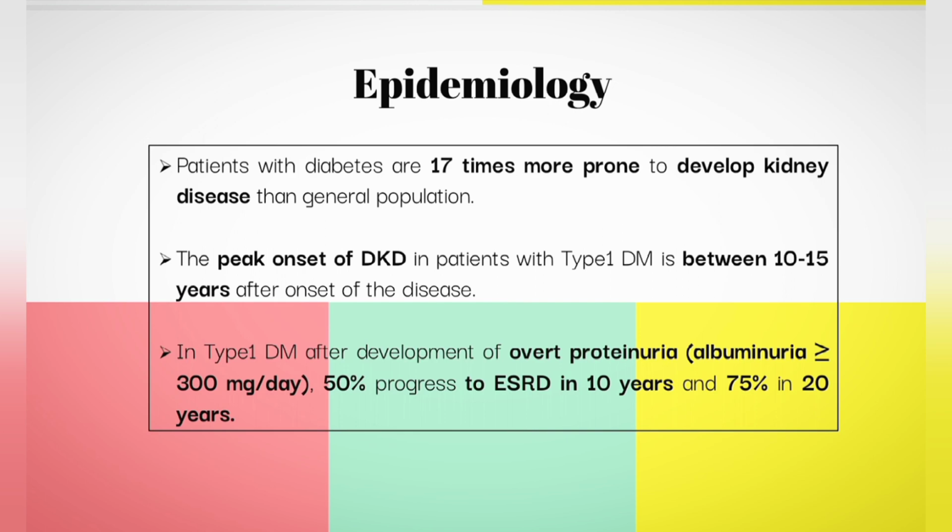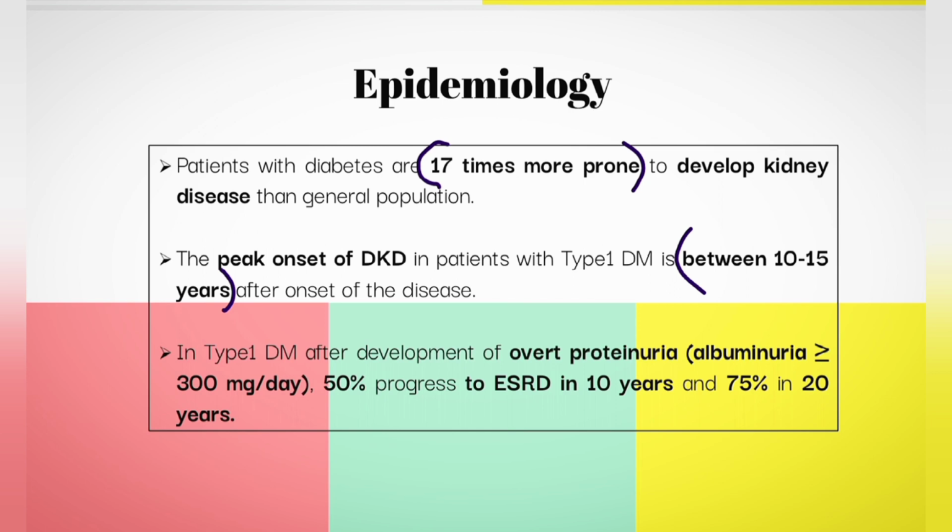It is found that patients with diabetes are 17 times more prone to develop kidney disease as compared to the general population who do not have diabetes. And in type 1 diabetes, the peak onset of diabetic kidney disease is most common between 10 to 15 years after onset of diabetes.